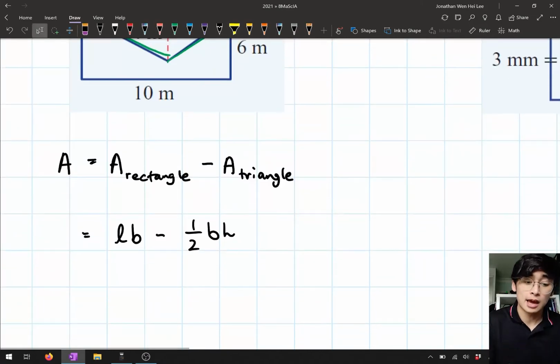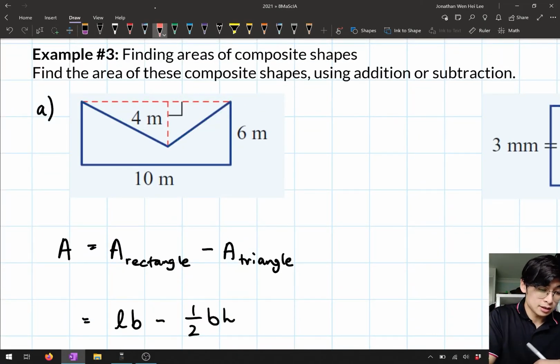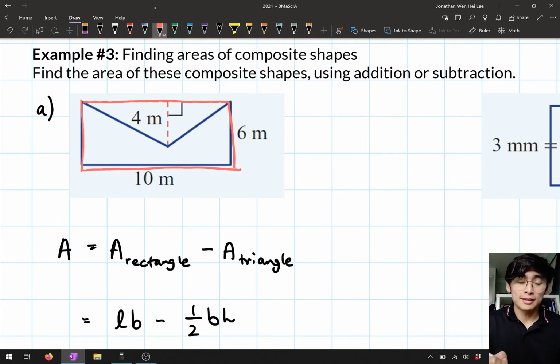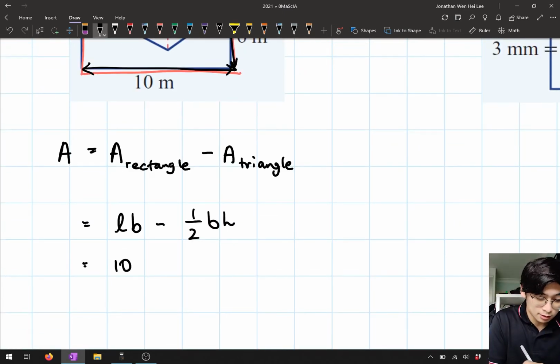Now, let's have a look at the rectangle. I need my length and my base. So if I have a look at that rectangle, this pink section, what's my length and my base? Well, my length is going to be this measurement here, so 10 meters, and my breadth, or my base, is going to be 6 meters. So here, I'm just going to write 10 times 6 minus.